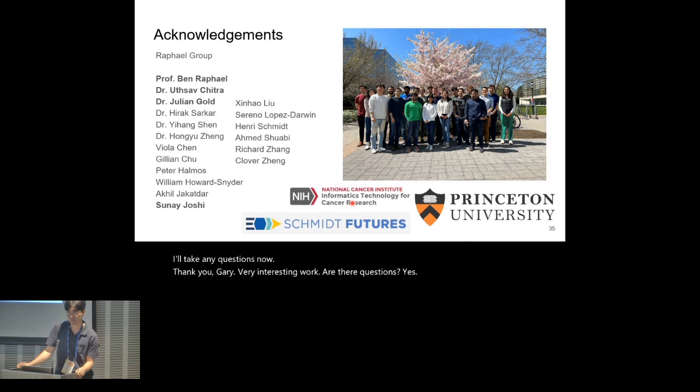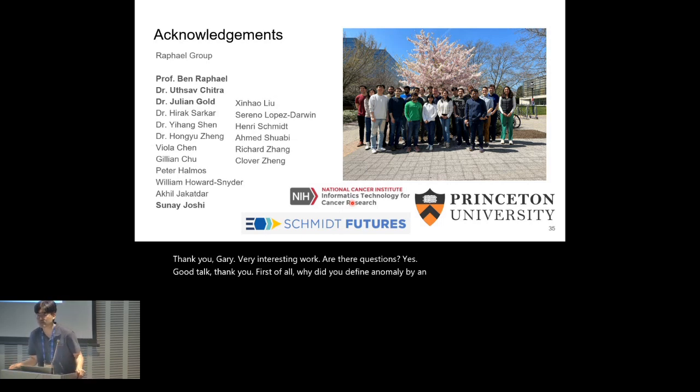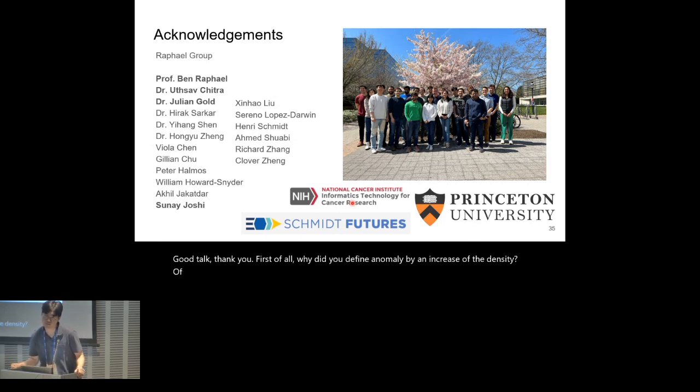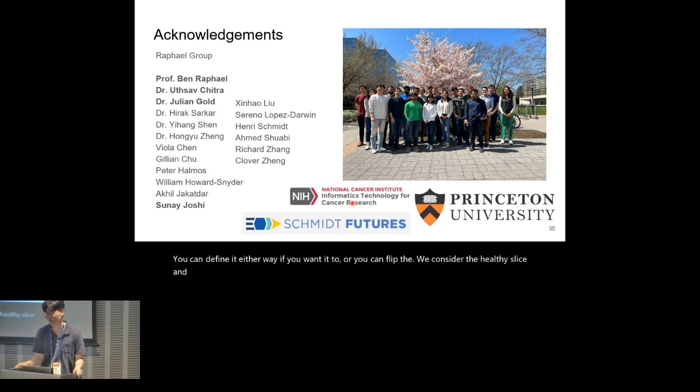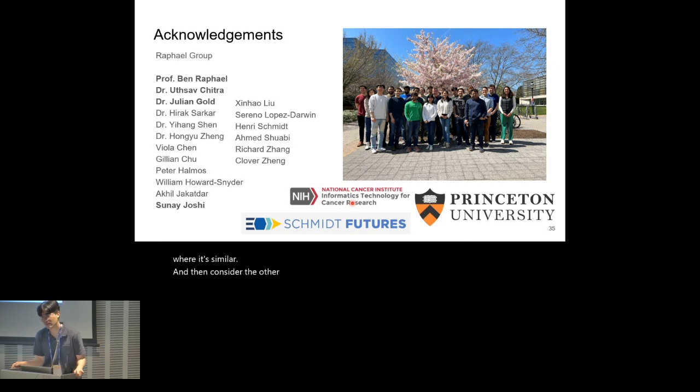Good talk. Thank you, first of all. Why did you define anomaly by an increase of the density? It could also be a decrease, right? That's true. You can define it either way if you wanted to. Or you can flip it, we consider the healthy slice and the perturbed slice, however you define it. Or maybe define a region around the same density where it's similar, and then consider the other sides, like a volcano plot. I guess there are many definitions of anomaly in the literature. Historically, this is one that's been used a lot.